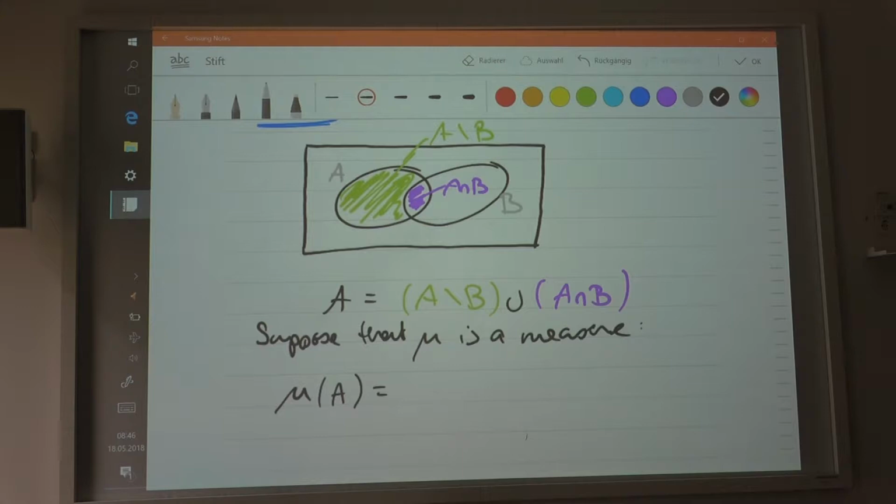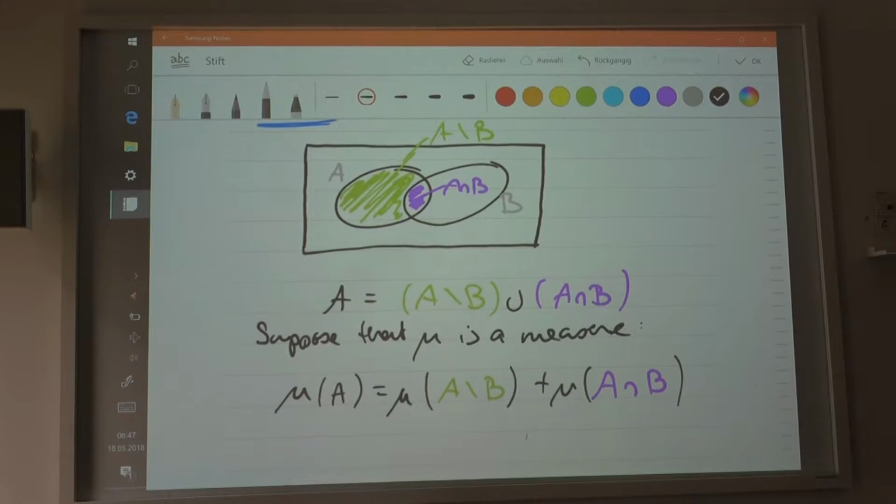Now, since the measure is sigma additive, the image of a union is equal to the sum of the images. Remember? By definition, the image of this union is equal to the sum of the images. So that's where the equation that you see above comes from, because this is a property that all measures have.